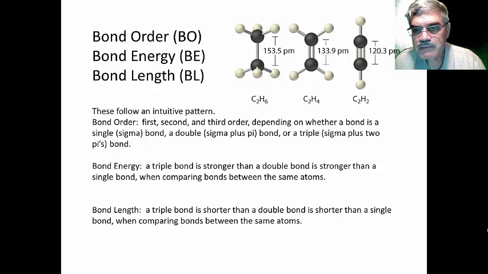Hello class, back again. Now we're going to talk about bond order, bond energy, and bond length. Three interrelated concepts. Imagine if you have two atoms, let's say two carbon atoms. If they're bonded together by either one bond or two bonds or three bonds, you can imagine these as either being rubber bands or springs.